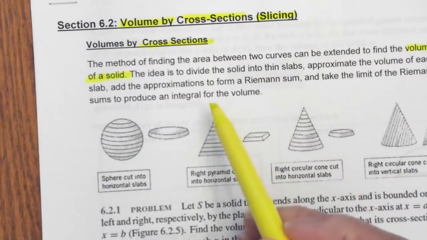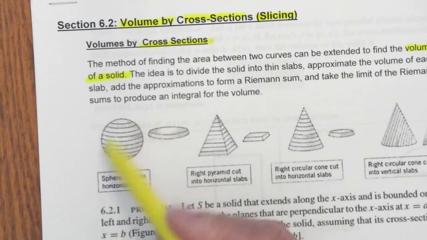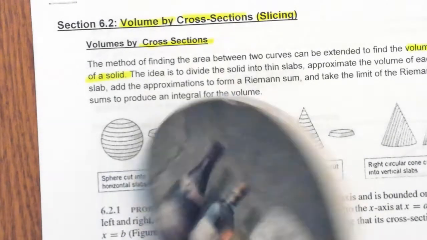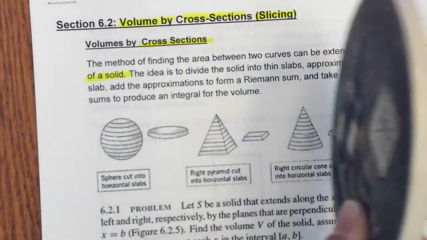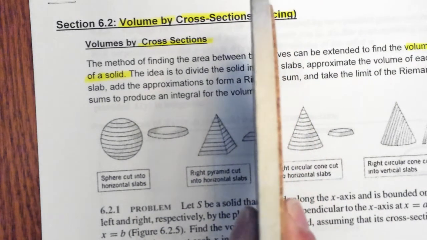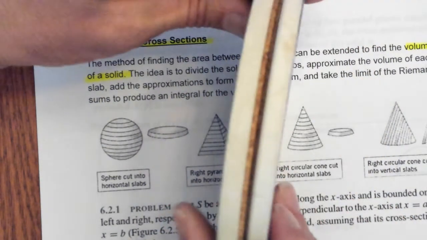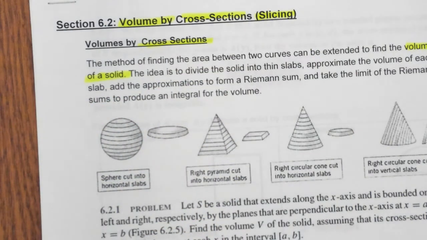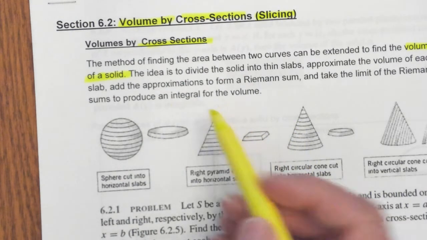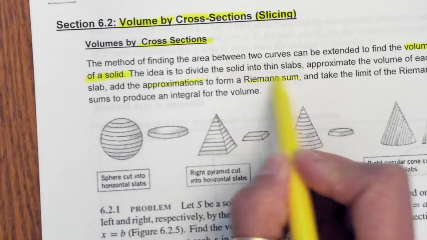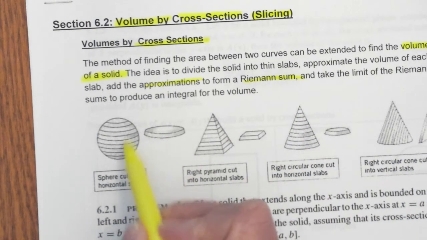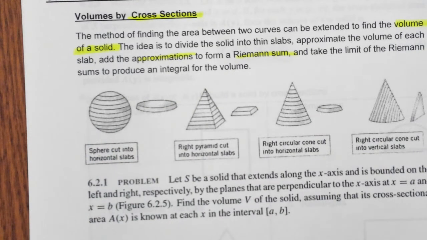So the idea is to divide the solid into thin slabs. So if you take a sphere and you cut a slab out, this is what they're talking about. And then you would take essentially something like this, which would be your slab, and you would line multiple ones up, one after another, which would then create this volume. So just imagine multiple slabs like this. And the idea is to use approximations using a Riemann sum, and you would essentially have all of these together. But we actually have a formula which helps us to avoid using the Riemann sum.